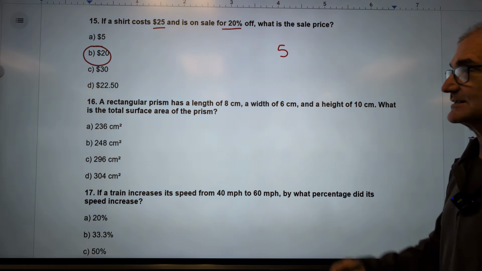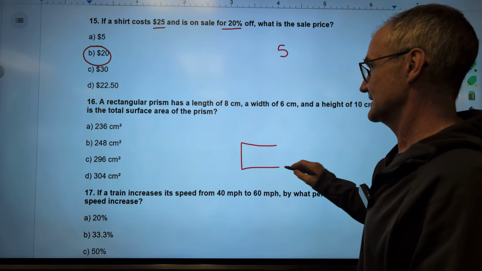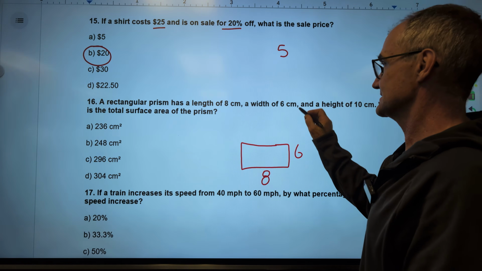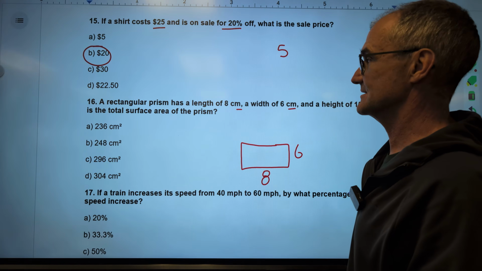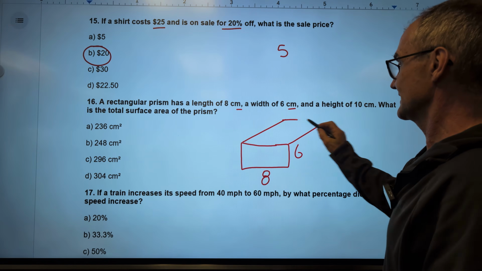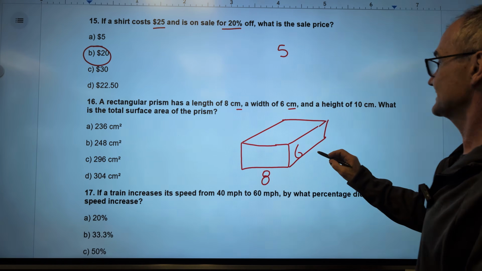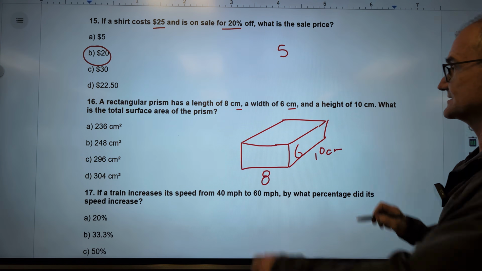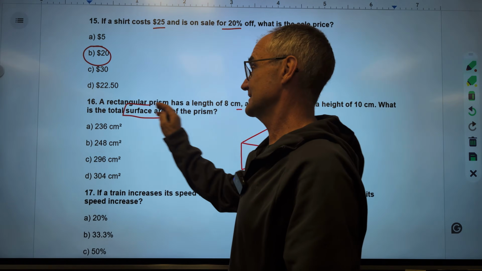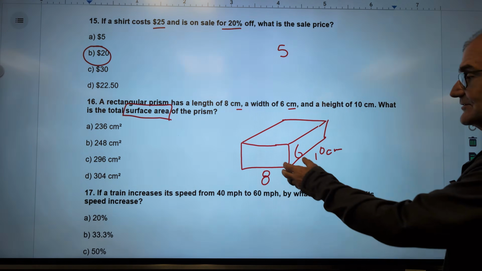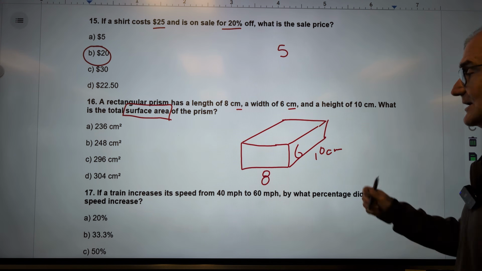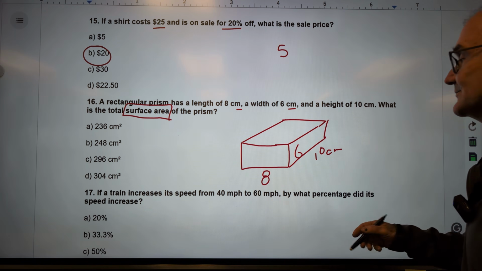Number 16, a rectangular prism has a length of 8 and a width of 6 centimeters. All units are the same. And a height, so this thing comes up, it's in 3D, and a height of 10 centimeters. These are all centimeters, I'm checking that. What is the total surface area? That's the trick there. It'd be natural to go 48 times 10 and get 480. That would be the volume, but I want the surface area, so I got to add them all together.